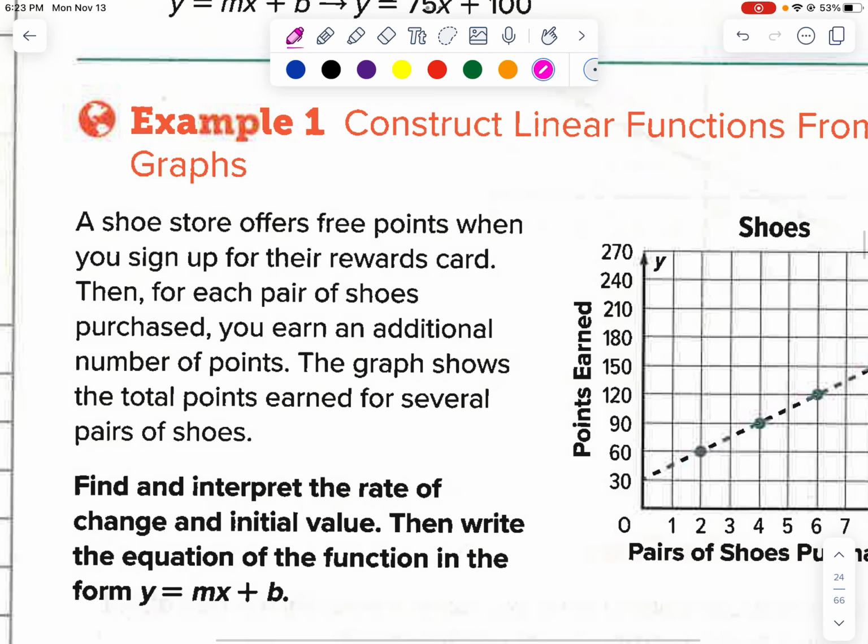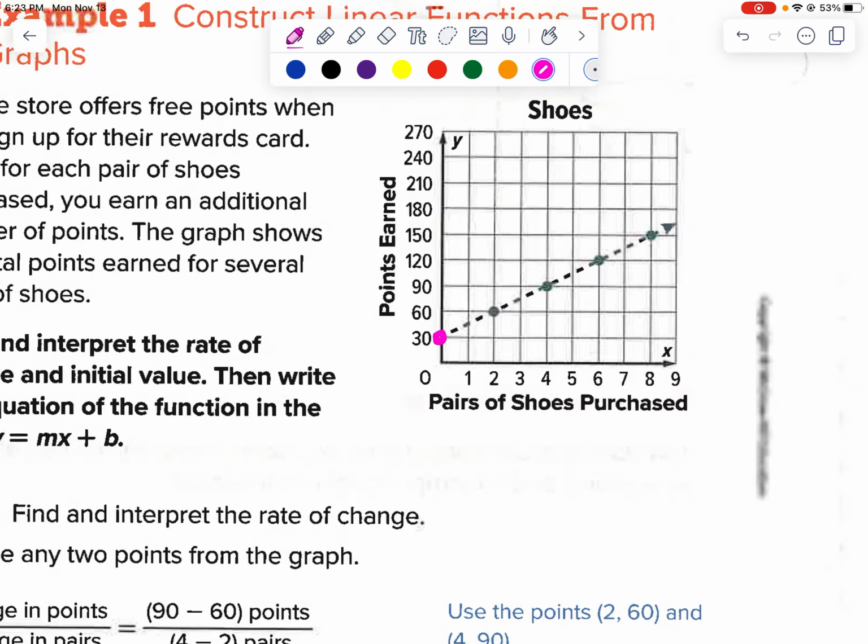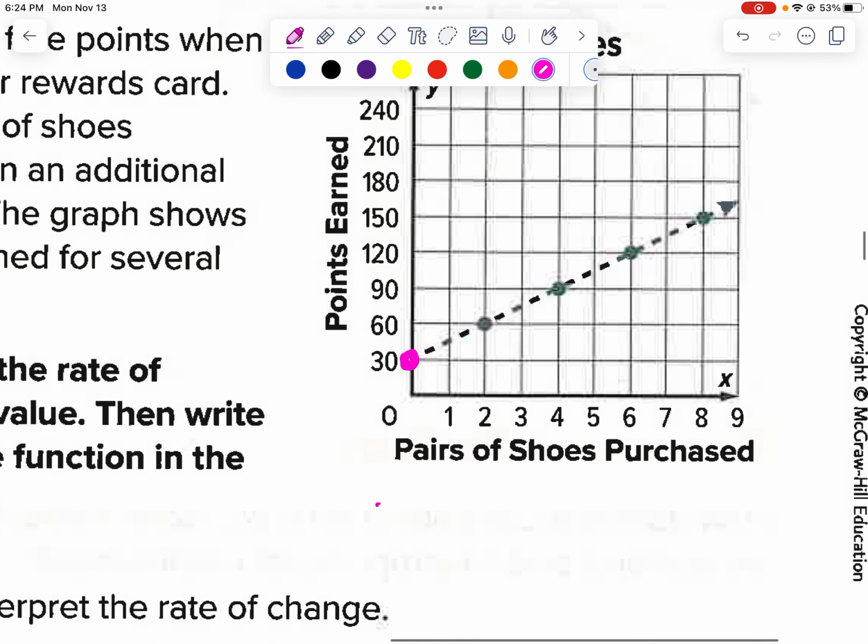A shoe store offers free points when you sign up for their rewards card. Then, for each pair of shoes purchased, you earn an additional number of points. The graph shows the total points earned for several pairs of shoes. So let's start off with where we initially start. I'm going out of order from them. Our initial amount, our b value, is going to be 30 because that is our initial amount. That's where we're starting off at.